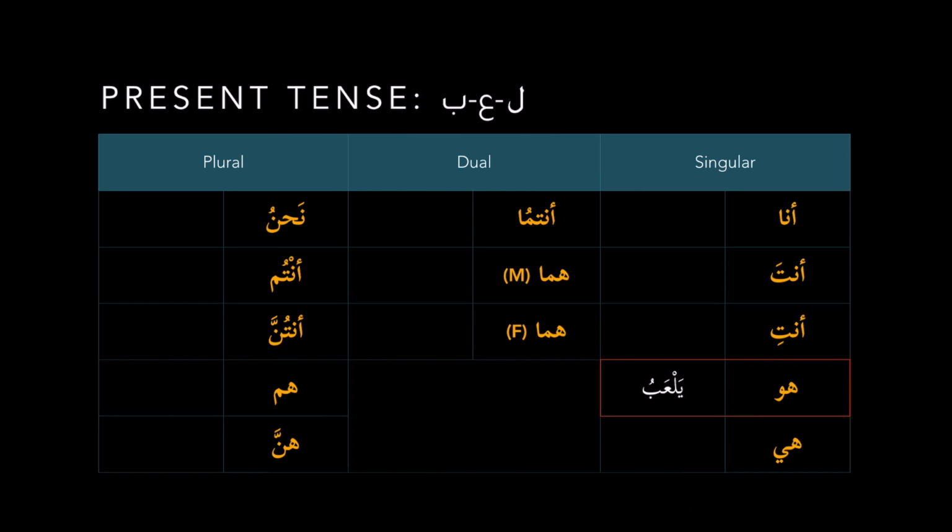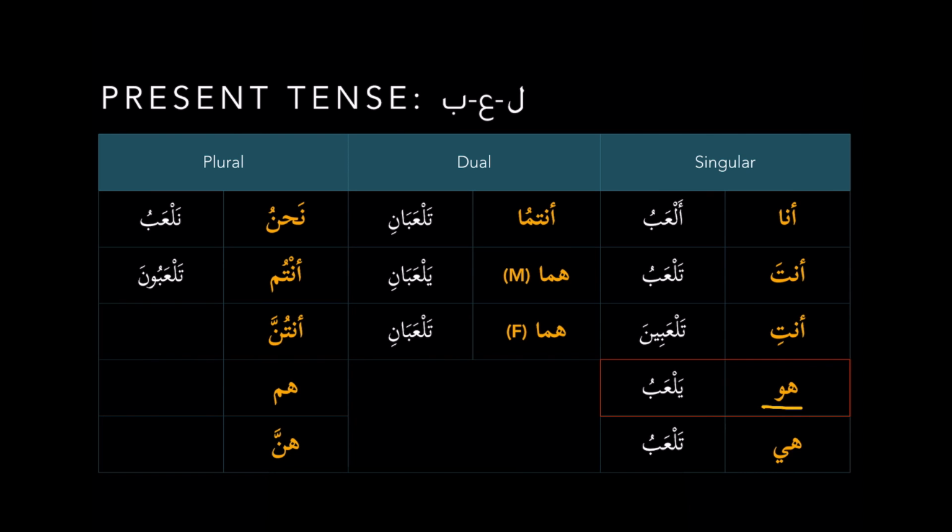Just like last time, we're going to start with an empty chart with only the huwa pronoun filled in from the dictionary. أنا ألعب. أنت تلعب. أنت تلعبين. هو يلعب. هي تلعب. أنتما تلعبان. هما masculine يلعبان. هما feminine تلعبان. نحن نلعب. أنتم تلعبون. أنتن تلعبن. هم يلعبون. هن يلعبن.